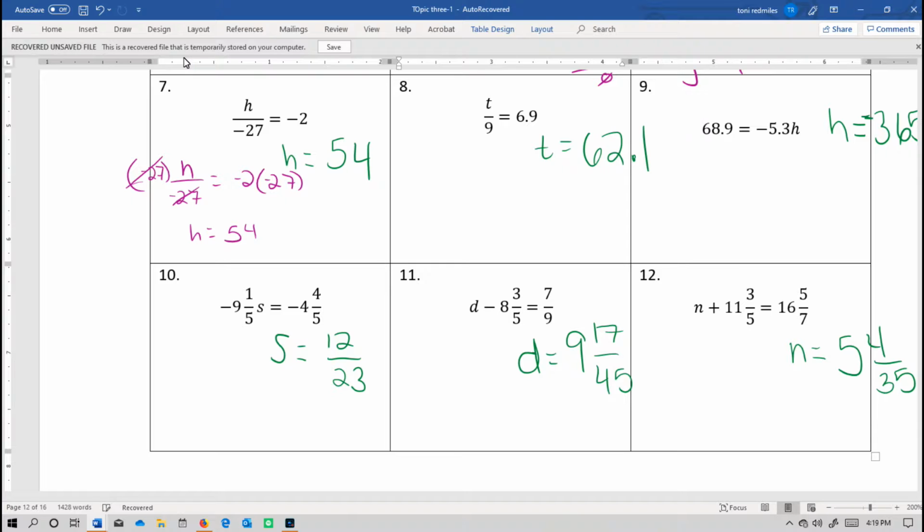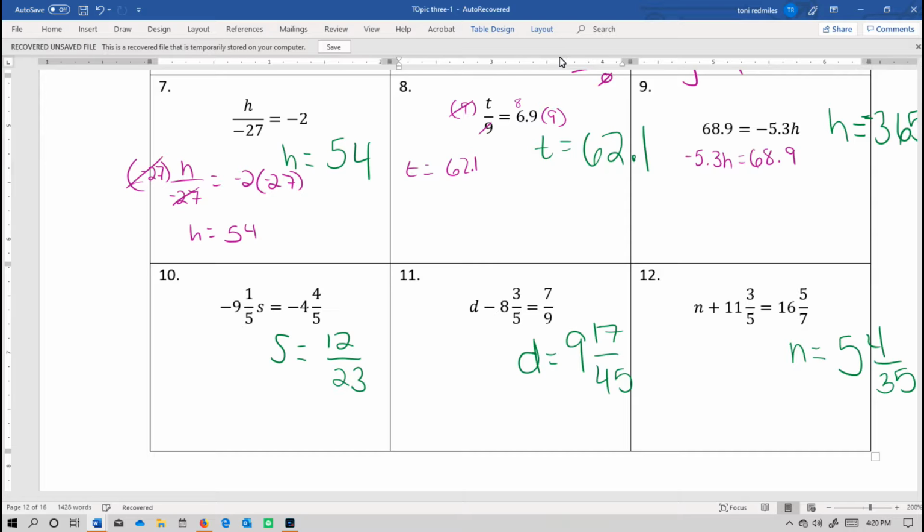All right, so 9 is dividing the t, so I have to multiply to get rid of it. Cancel, cancel, leaving me just with t. And 9 goes into that. Let's see, 9 times 9 is 81. 9 times 6 is 54, plus 8 more is going to be 62. I have one decimal place, so it's 62.1. Let's flip-flop this one around.